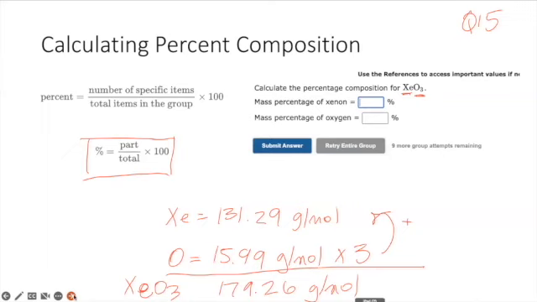So that 3, though, that might be different based on your compound. It's whatever the subscript is. If there's no subscript, consider it 1.